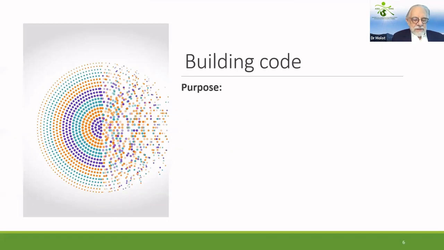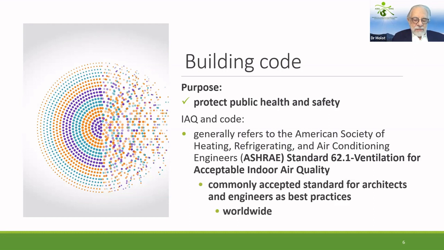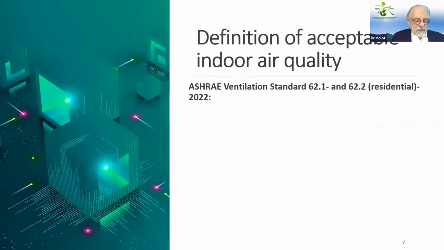Let's first look at the building code, the purpose of which is to protect public health and safety. Regarding indoor air quality, codes generally refer to the American Society of Heating, Refrigerating, and Air Conditioning Engineers, or ASHRAE, Standard 62.1 for ventilation for acceptable indoor air quality. This is the commonly accepted standard for architects and engineers as best practices worldwide.